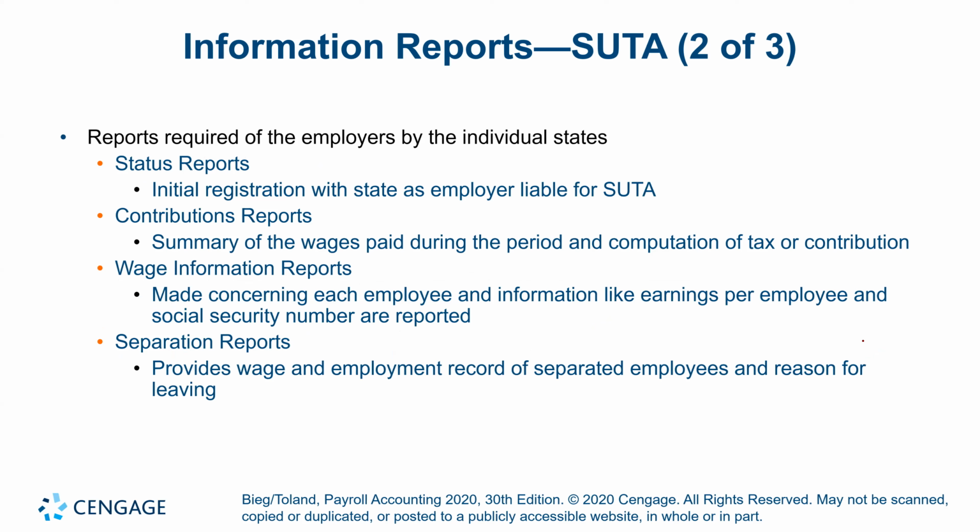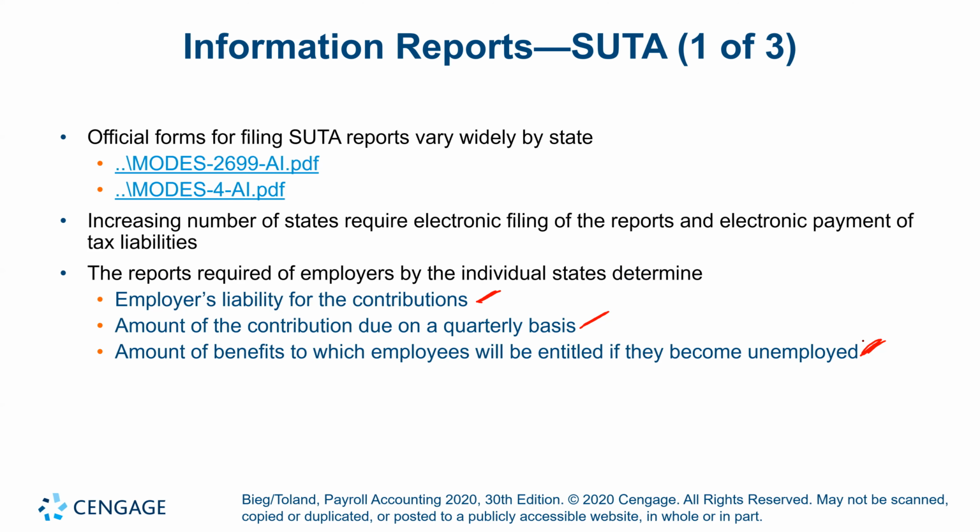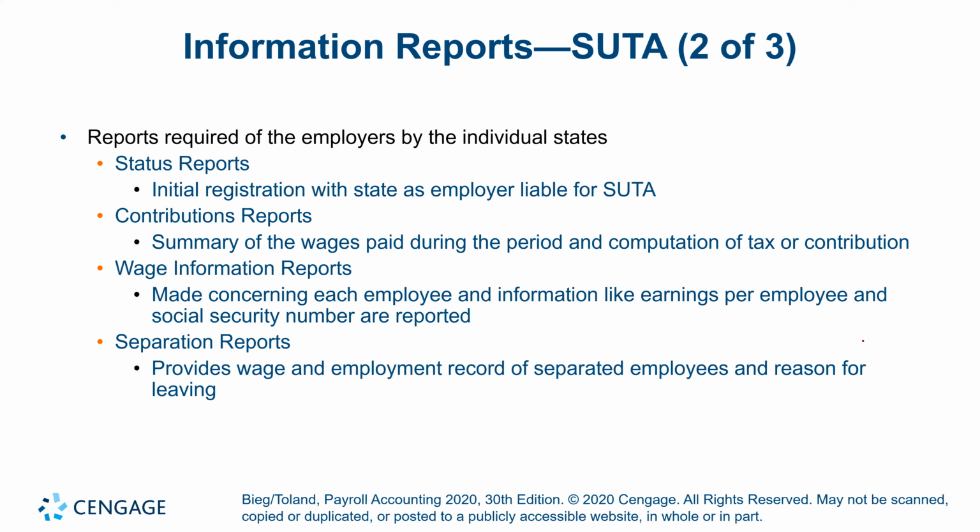So status reports, initial registration with the state as an employer liable for SUTA. That was that first Missouri Division of Employment Security form that I showed you. Then the 2699 contributions report, a summary of the wages paid during the period and computation of tax or contribution. Wage information reports are made concerning each employee, and information like earnings per employee and social security number are reported.